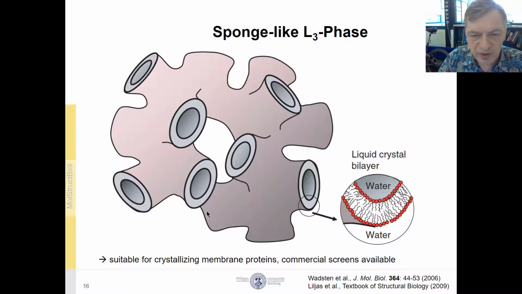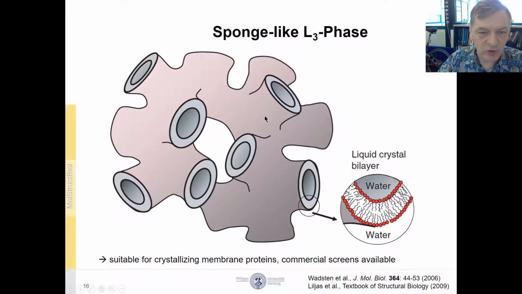There are also some other phases, like this sponge-like L3 phase, that is done with a different kind of lipid. As you can see, a sponge is not something that is very well ordered. You see this here, L3 phase. It is, of course, not ordered. There's some local order, but not far order.